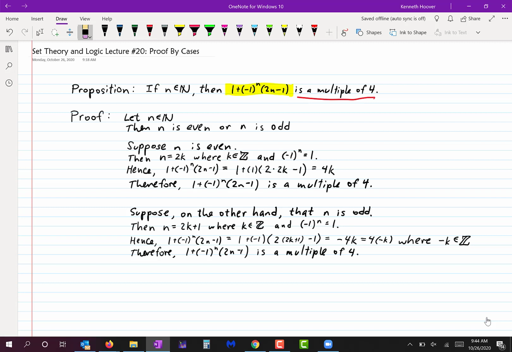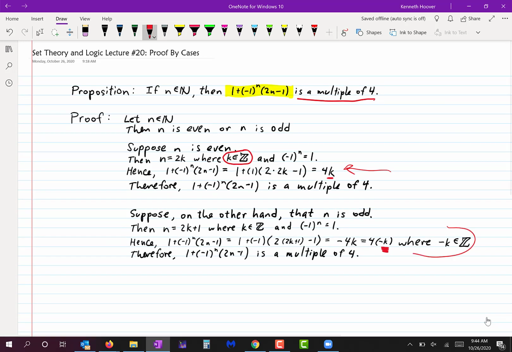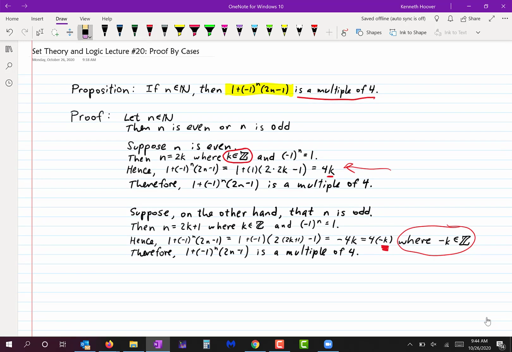Okay, I didn't do that up here. I just want to remind you, I didn't do that up there. Why? Because it's 4 times k, and I already said k is an integer. Down here, it's 4 times negative k, and I had not previously said that negative k is an integer, and so that's why I'm pointing it out. Because to be a multiple of 4 means 4 times an integer. So you have to show that it's 4 times something, and you also have to show that the something is an integer. Okay?